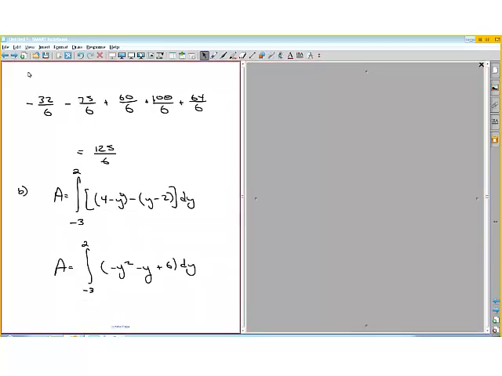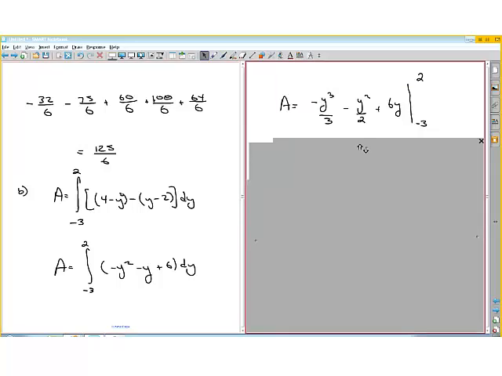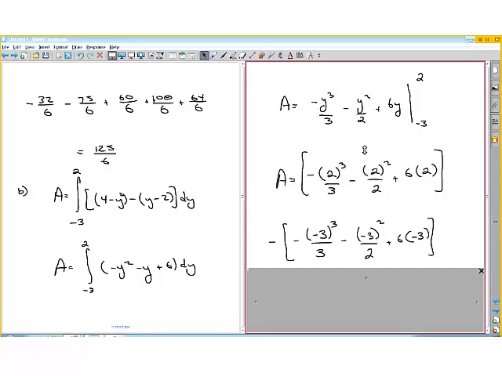So we integrate. The integral of negative y squared is negative y cubed over 3. The integral of negative y is negative y squared over 2. The integral of 6 is 6y. And then we evaluate the upper and lower limits. Okay, 2 goes in there: 2 cubed, 2 squared, 6 times 2. We subtract the lower limit. So we have negative 3 cubed, negative 3 squared, negative 3 times 6. So you can just see, plug in 2 and negative 3, subtract the lower limit.